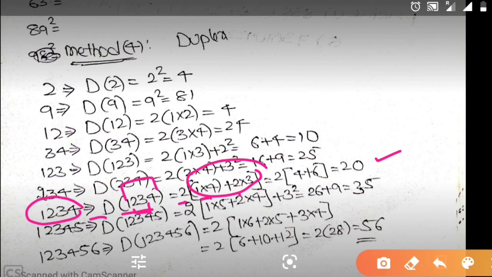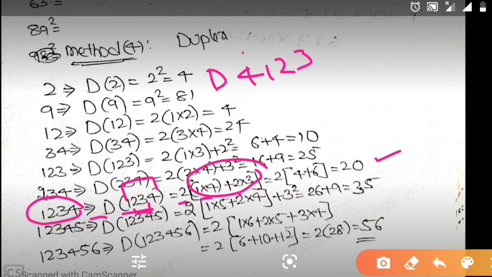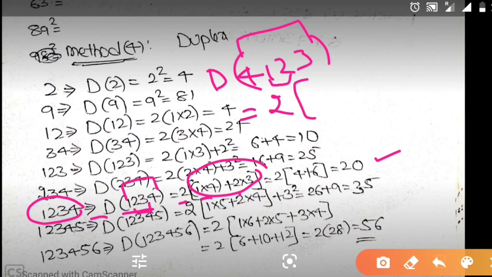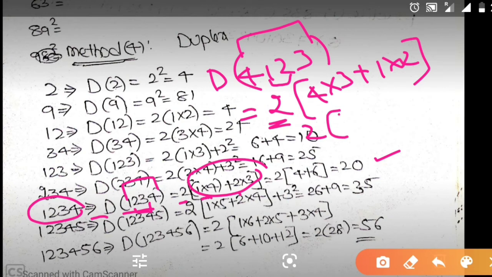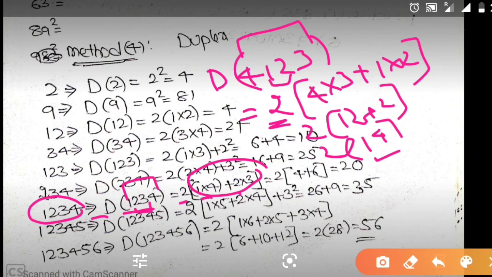Similarly, if we want to do the duplex of any number, what is the procedure? You have to multiply these numbers and you have to multiply these numbers and you have to add them and again you have to multiply them with 2. So you have to multiply these numbers 4 into 3 and you have to multiply these numbers 1 into 2. Again you have to multiply them with 2. So 2 into 12 plus 2, so it is 2 into 14, 2 14, it is 28. So like that, I think you understood the concept of 4 digits duplex.